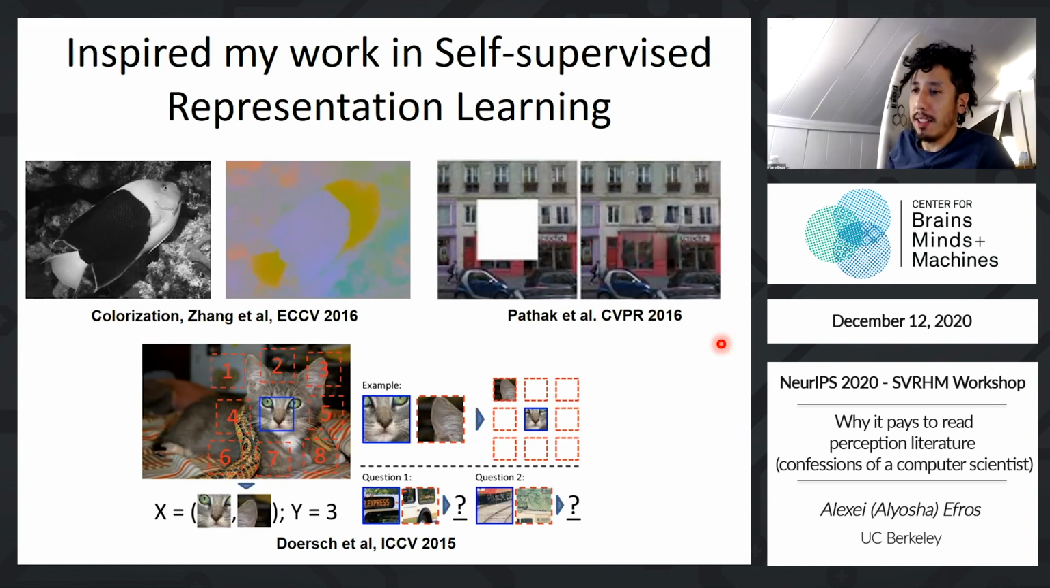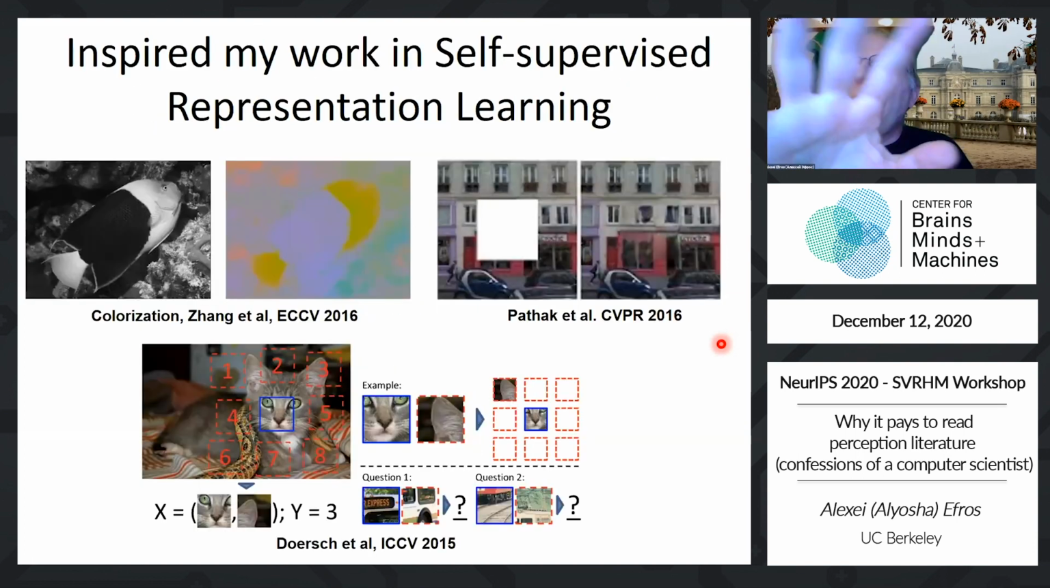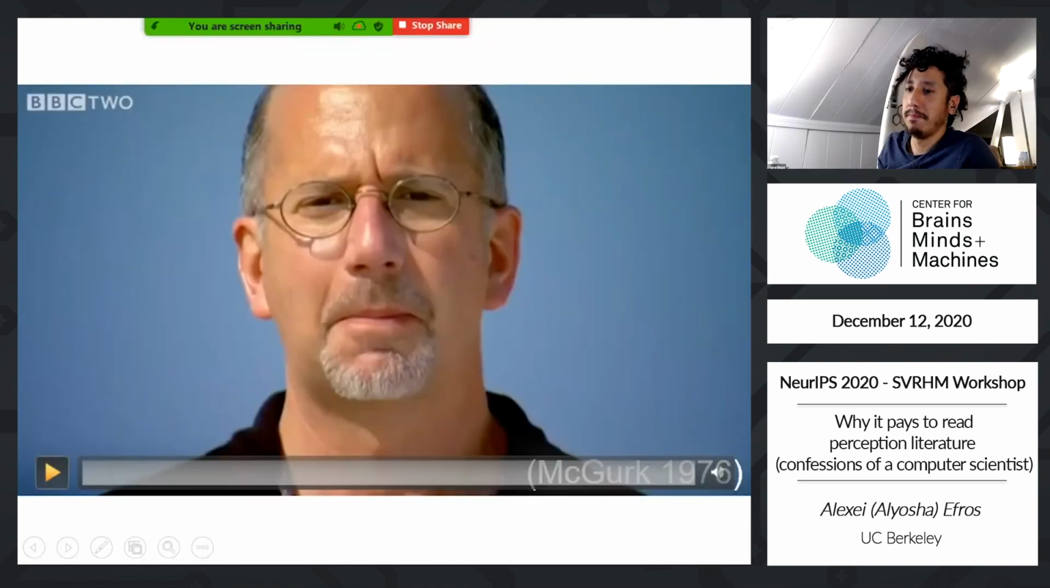Okay, so do I have more time, or am I done? You can keep going, Alyosha. Yeah. Okay, one last thing. There's all this self-supervised stuff, and this is probably the one that may be most interesting to you guys. This is the work we did with Andrew Owens, and this was a self-supervised learning work, again inspired by a perceptual experiment, the McGurk effect. I'm sure most of you know.